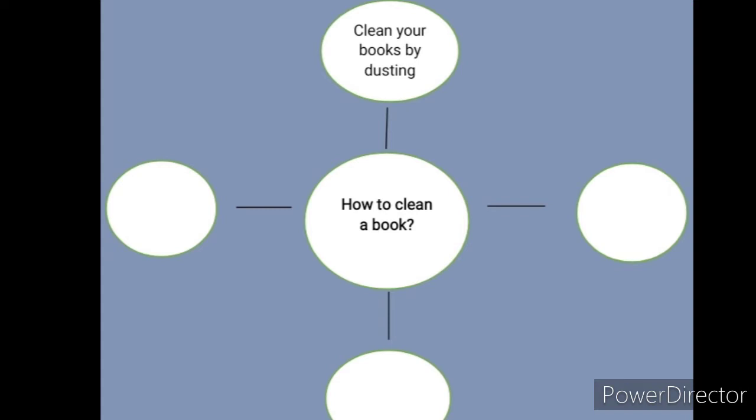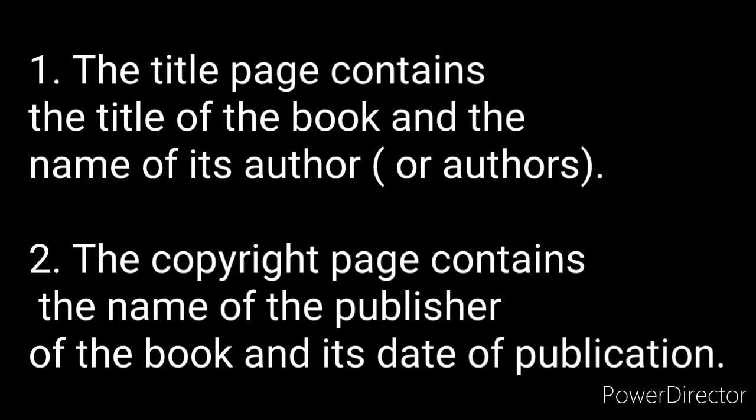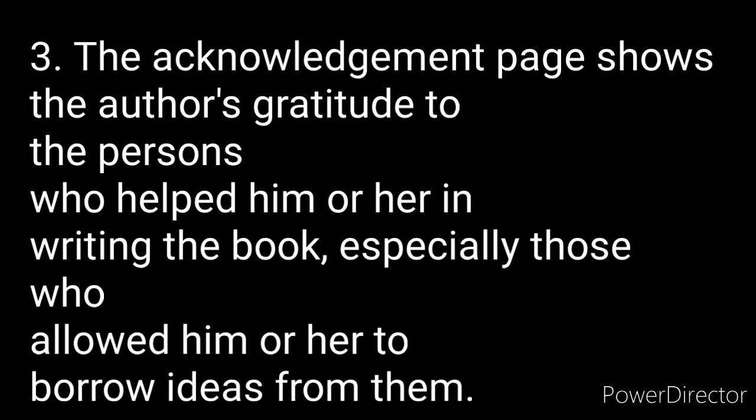So now, I'm going to show you the parts of the book. The title page contains the title of the book and the name of its author or authors. The copyright page contains the name of the publisher of the book and its date of publication. The acknowledgement page shows the author's gratitude to the persons who helped him or her in writing the book, especially those who allowed him or her to borrow ideas from them.